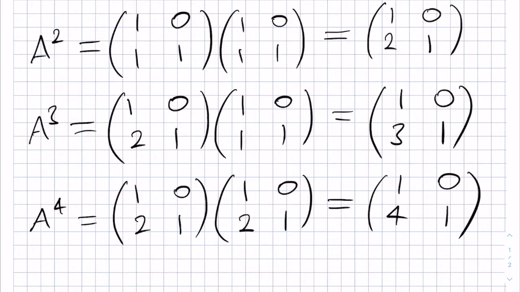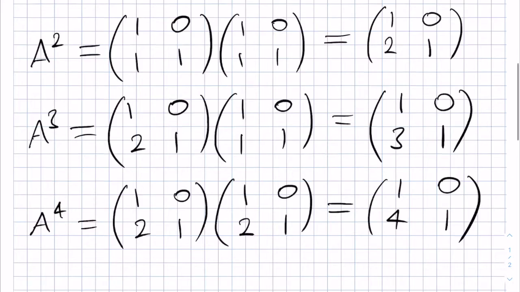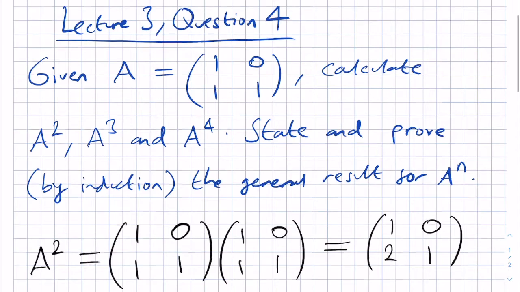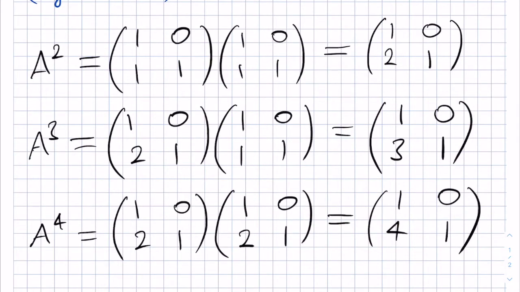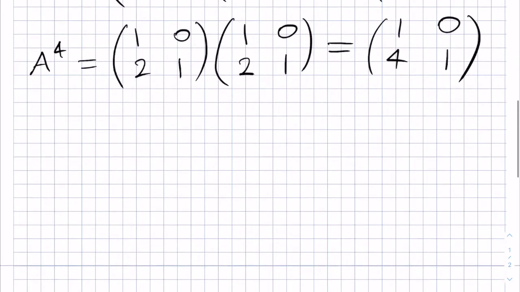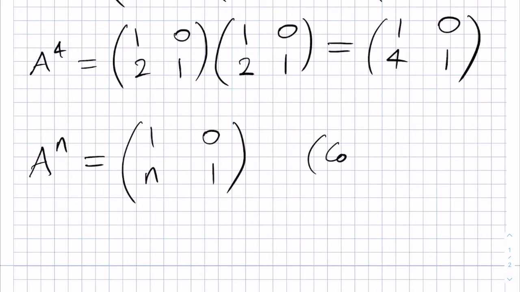So hopefully you can start to see the pattern that's happening here. When we had A to the power of 1, that was just 1, 0, 1, 1, and then A squared, A cubed, and A to the 4 look exactly the same, except the element down here changes from a 1 to a 2 for A squared, to a 3 for A cubed, and to a 4 for A to the power of 4. And so we would conjecture, based on this pattern, that A to the n would be 1, 0, n, 1.